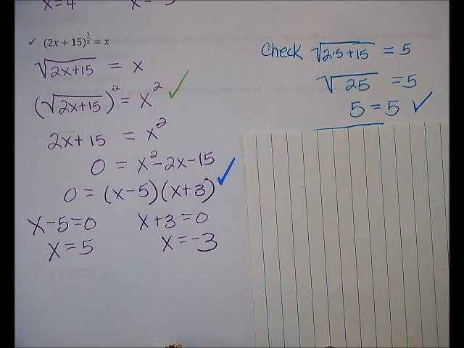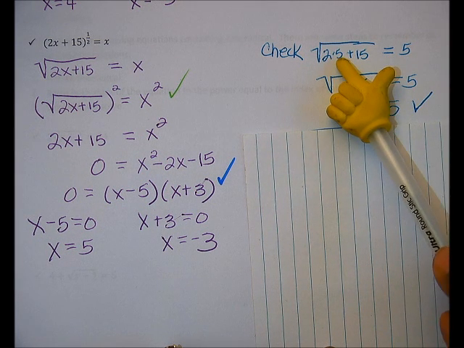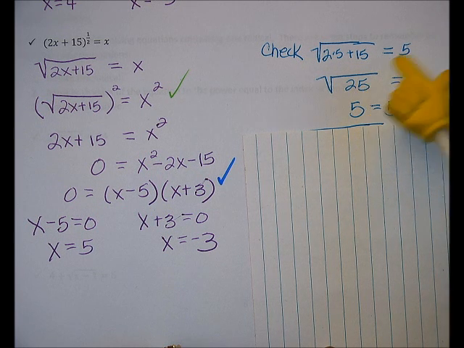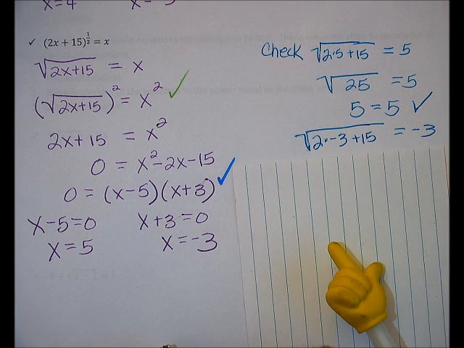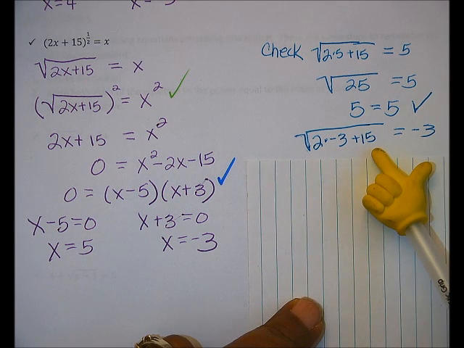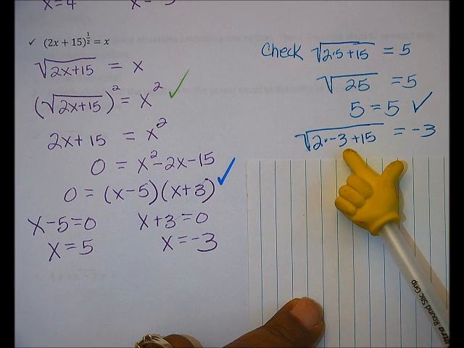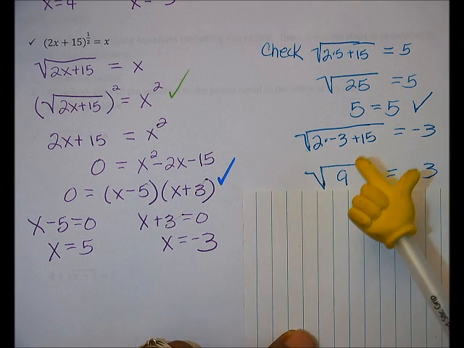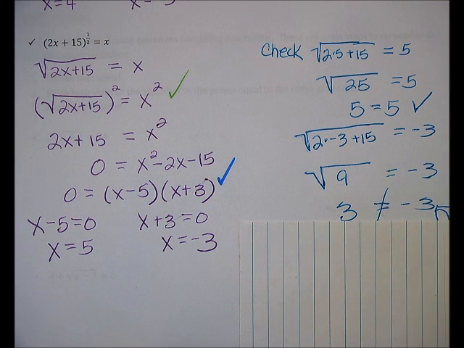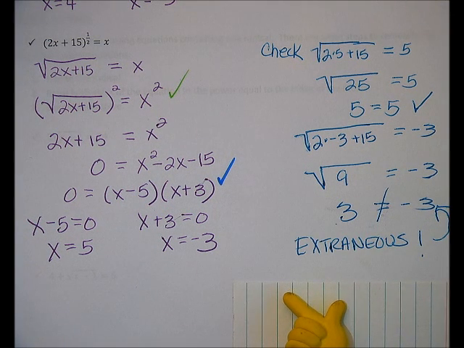Now if x is equal to 5, then I have 2 times 5, which is 10, plus 15. That means the square root of 25 is equal to 5. That checks out. The other one is 2 times negative 3 plus 15, so that would be the square root of 9. It's going to be positive 3. That's never going to be equal to negative 3. It is extraneous.